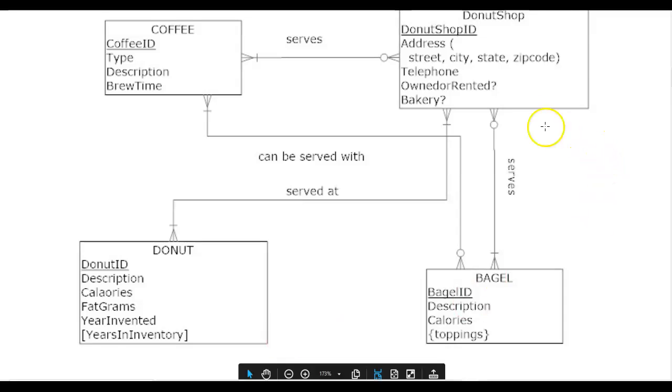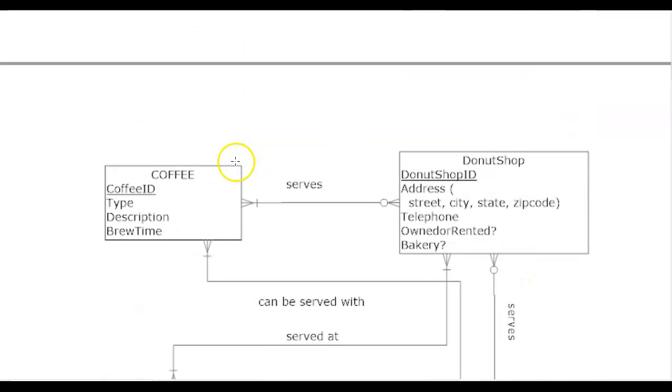And again, down here we have serves. We have toppings in squiggly braces, meaning there's more than one, multi-valued. And up here we have the donut shop. We simply have a bagel that could not be served. I could have done the same with donut, I guess.